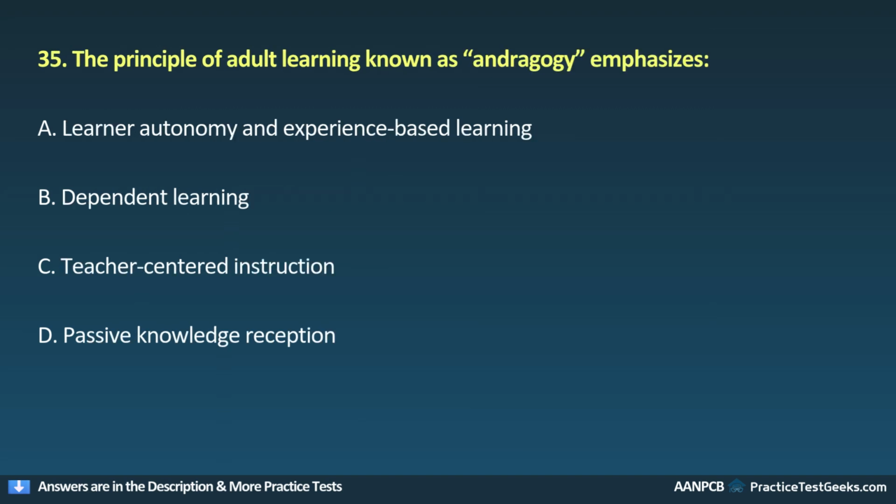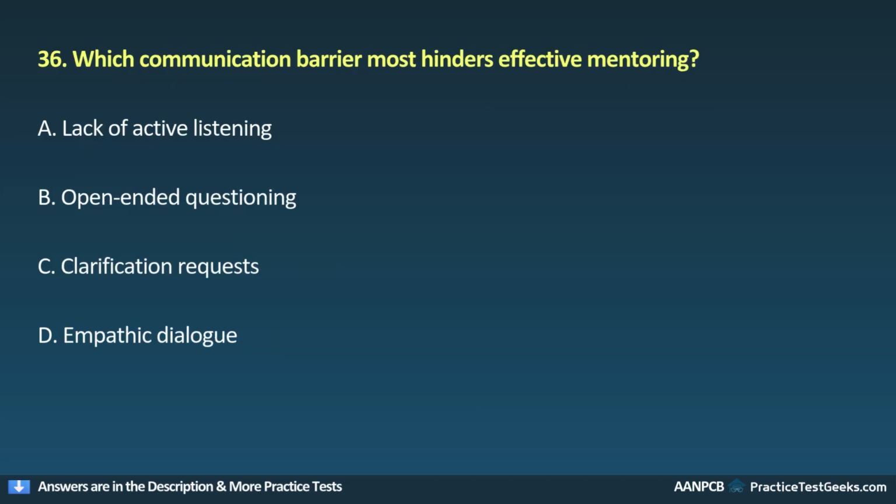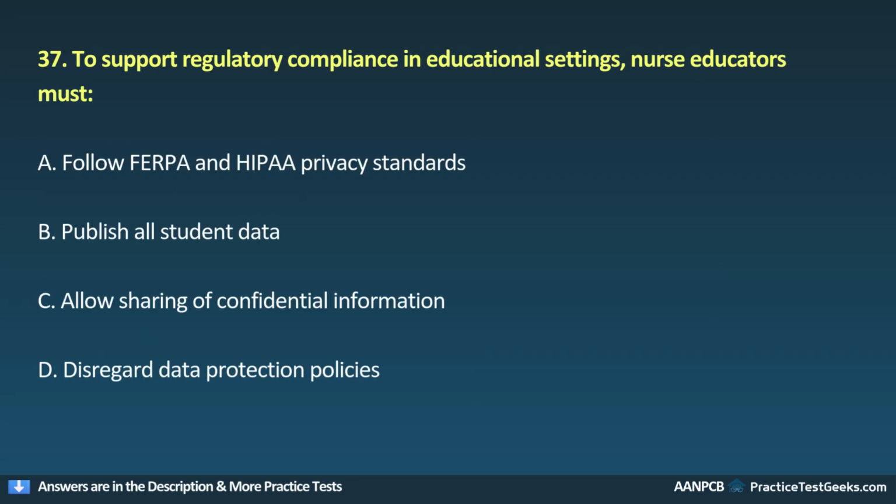35. The principle of adult learning known as andragogy emphasizes A. Learner autonomy and experience-based learning. B. Dependent learning. C. Teacher-centered instruction. D. Passive knowledge reception. 36. Which communication barrier most hinders effective mentoring? A. Lack of active listening. B. Open-ended questioning. C. Clarification requests. D. Empathic dialogue.